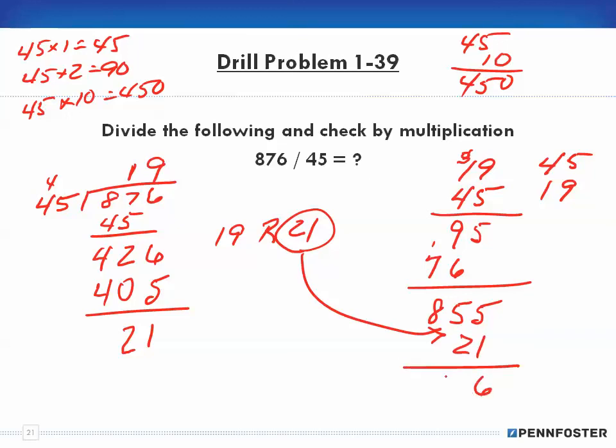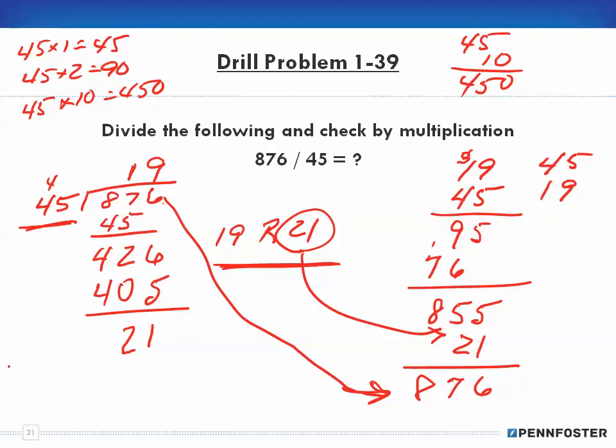1 and 5 is 6. 5 and 2 is 7. And 8. So I end up with 876. So this number and this number are the same. Okay? So I know that this is my right answer when I'm dividing by 45. Divide by 45, get 19, remainder of 21. Multiply, add in the remainder to get 876. Okay? Stopping here and move on to another video.